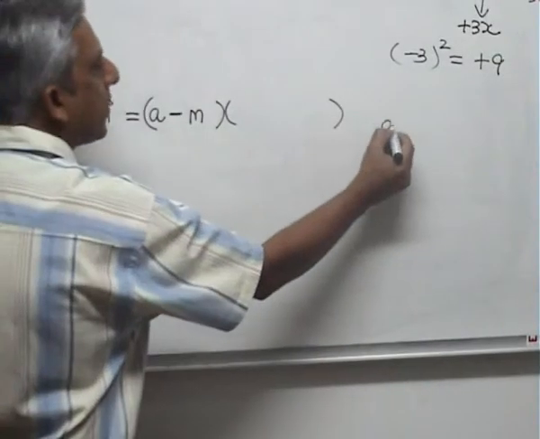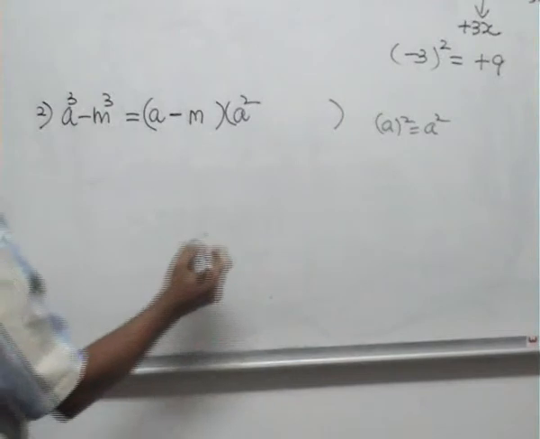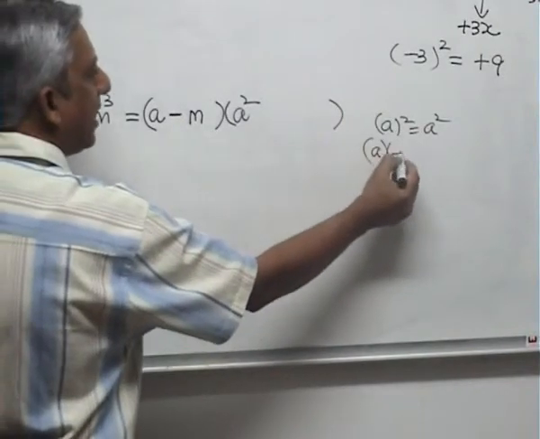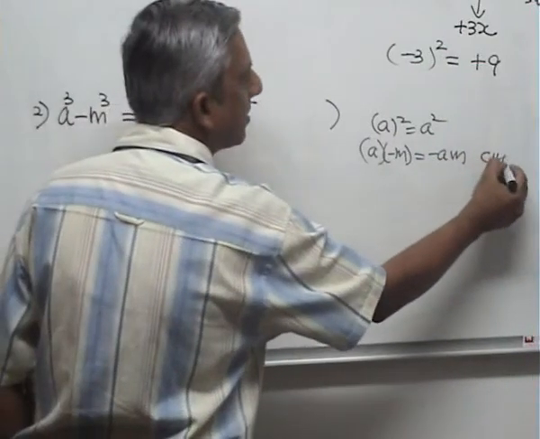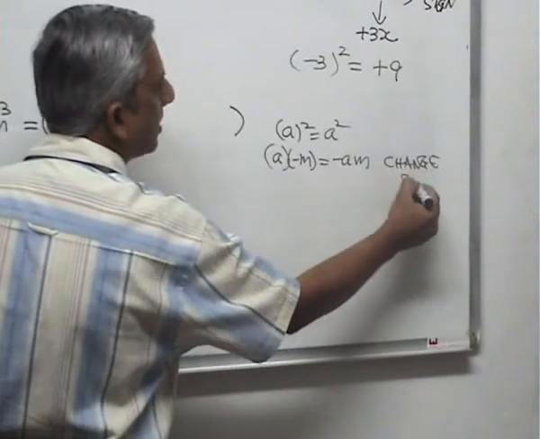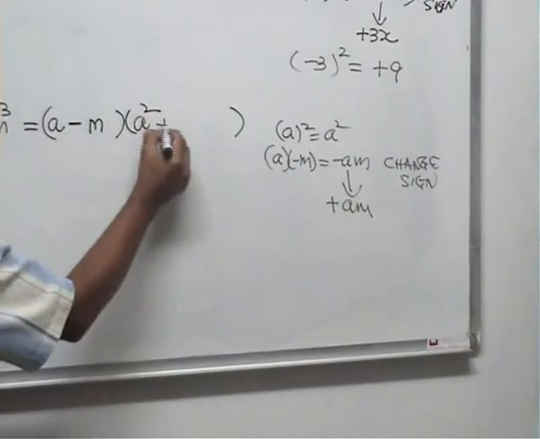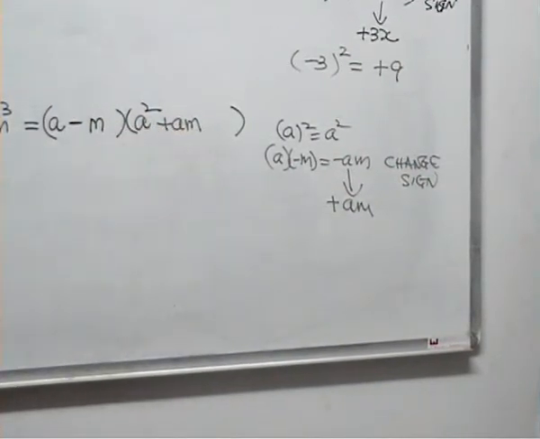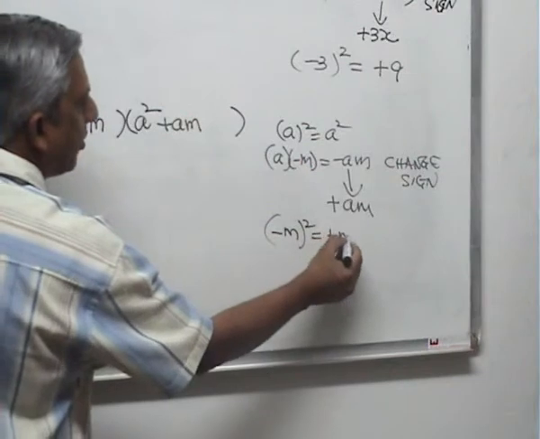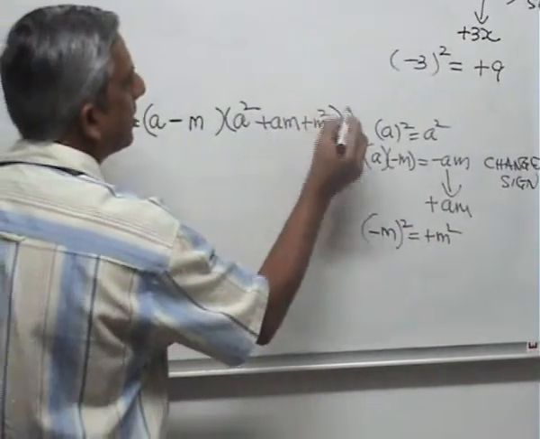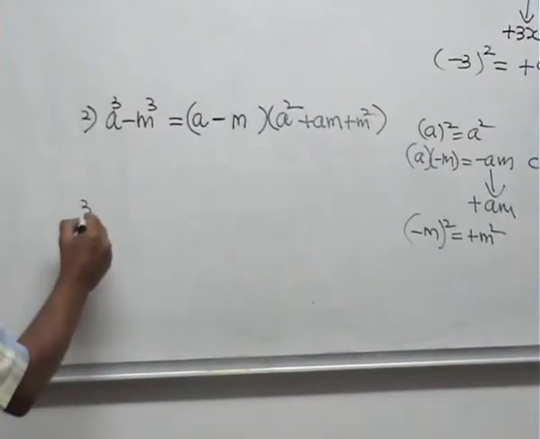Step 1, square the a. So a squared will give you that. So you have a squared. Step 2, multiply a and minus m. So you get minus am. And then what? Change the sign. So what does this become? It becomes plus am. So you write plus am. And finally, square minus m. Minus m squared will give you plus m squared. So that is how we factorize that. Right, now let's look at example 3.